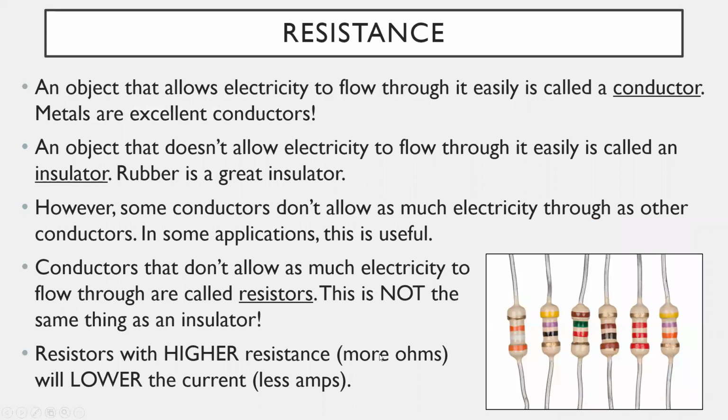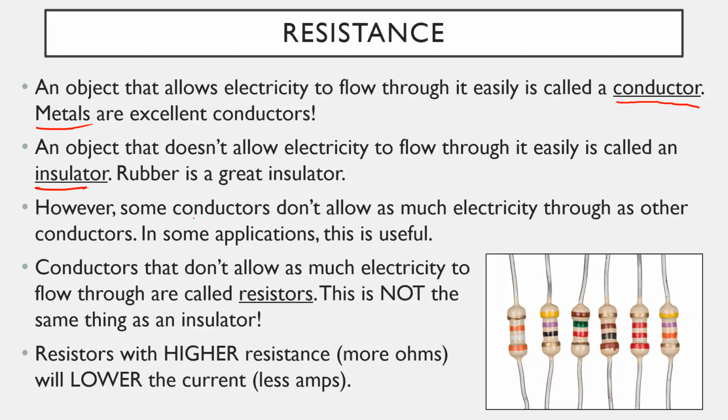An object that allows electricity to flow through it easily is called a conductor. That shouldn't be a big surprise to us. Things that conduct electricity are conductors. Metals, of course, are probably the easiest example of an excellent conductor. All metals conduct electricity. Some are better at conducting electricity than others, but they're all excellent conductors. Now an object that doesn't allow electricity to flow through it is called an insulator. A really good example of an insulator would be rubber. Electricity does not flow through that very well.